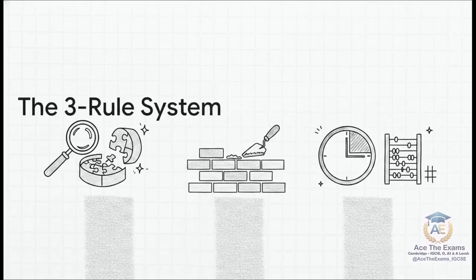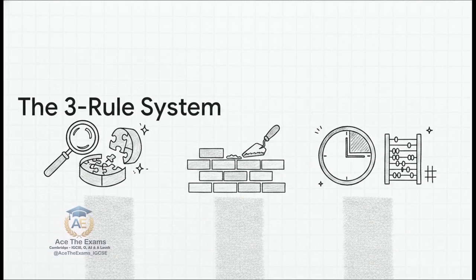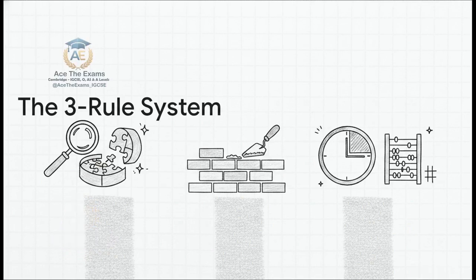So here's the complete 3-rule system that guarantees top marks. Rule 1. Command word decoding. Never rush. If it says evaluate, provide pros, cons, and a conclusion. Rule 2. Peel framework application. Point, evidence, explanation, link to context. Rule 3. Time management matrix. Allocate your time based on the marks available and show your systematic working every single time.